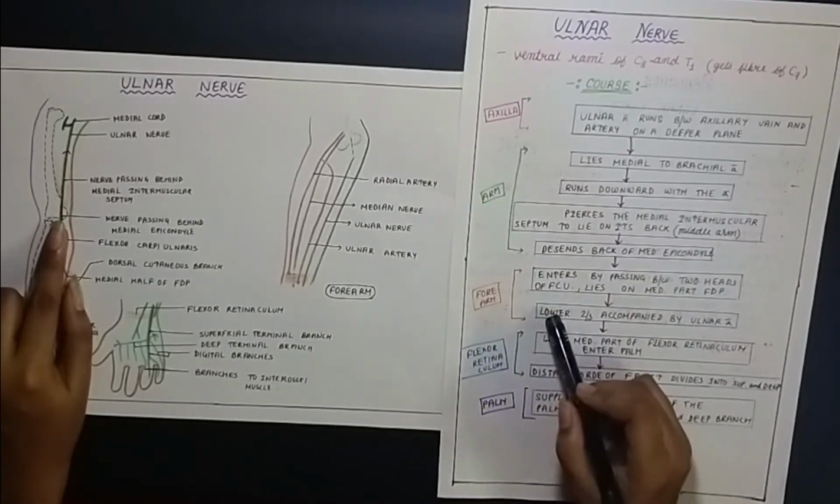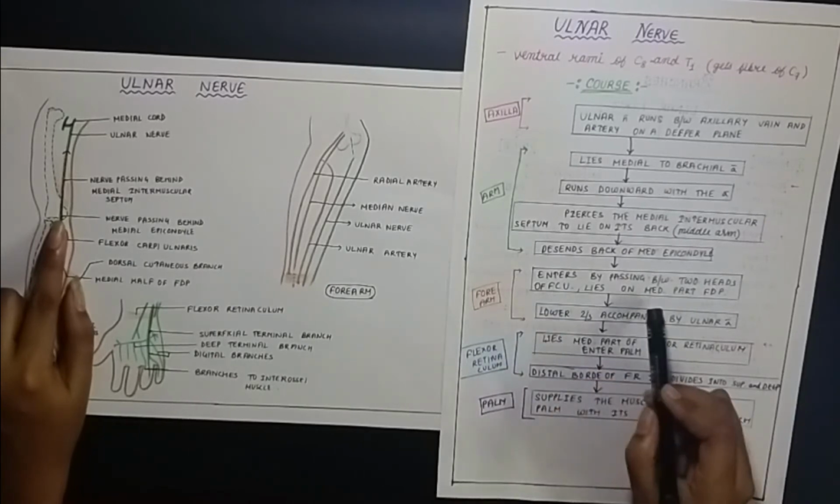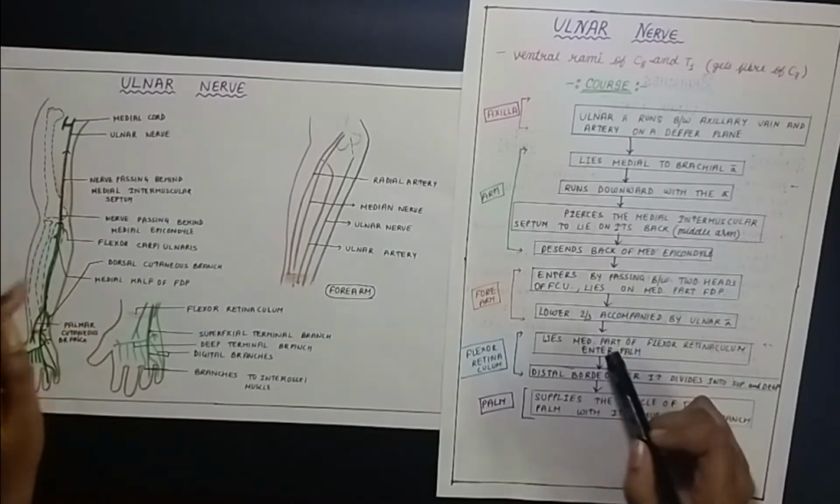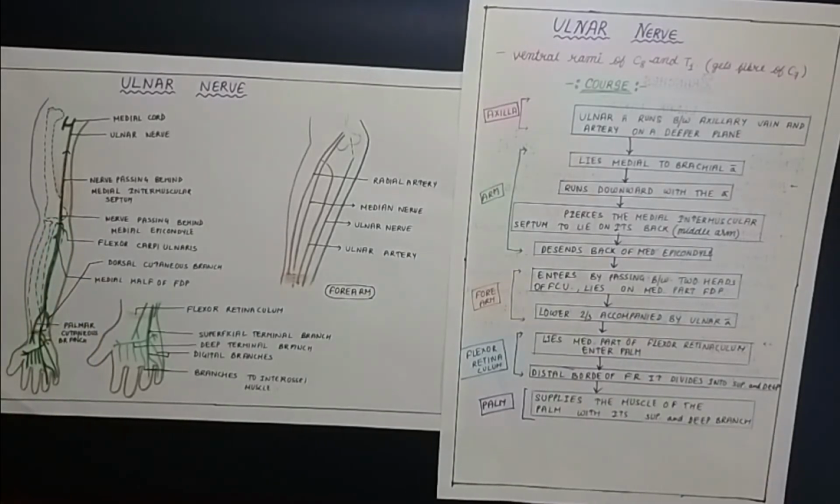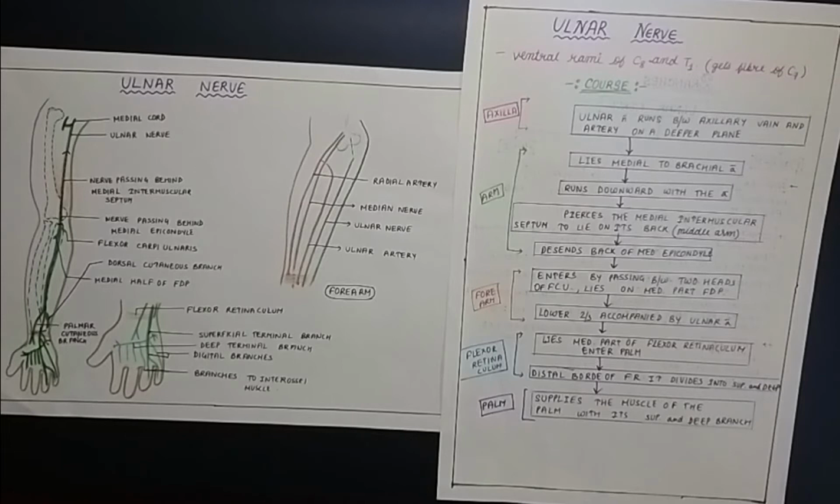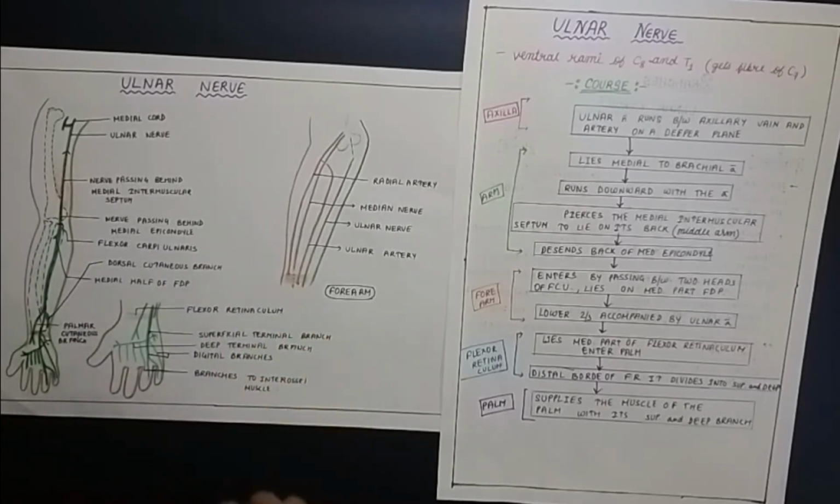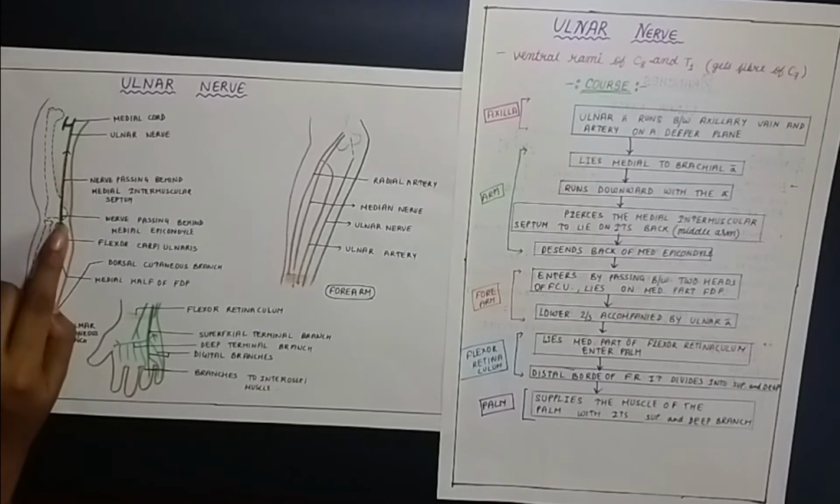In the forearm it enters by passing between the two heads of the flexor carpi ulnaris, and lies on the medial part of the flexor digitorum profundus. It lies on the medial part of the flexor digitorum profundus and between the two heads of the flexor carpi ulnaris muscle.